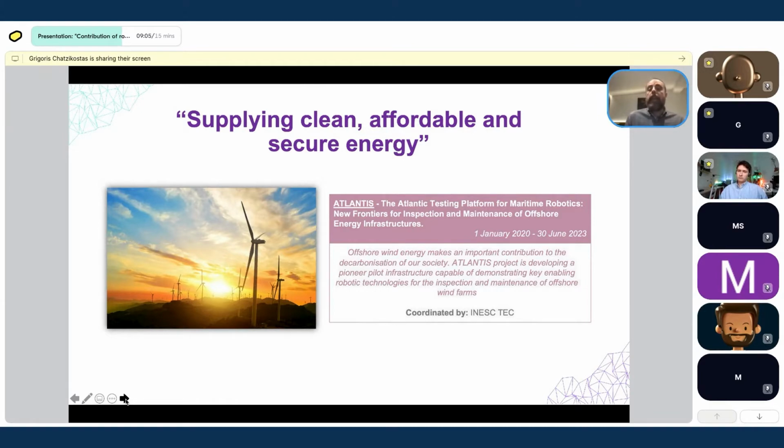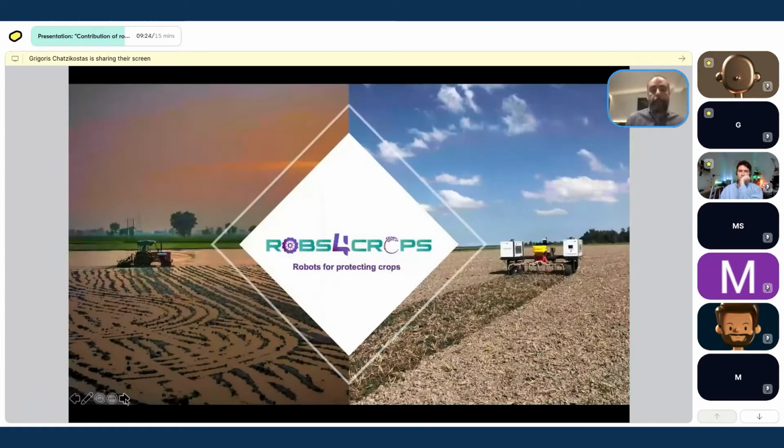And then when it comes to supplying clean, affordable, and secure energy, one of the biggest problems is how we can inspect and maintain offshore energy infrastructures that are aiming to be the future. This project is exactly doing that, offering robotic technologies that allow the inspection of remote offshore wind farms, coordinated by Insectech.